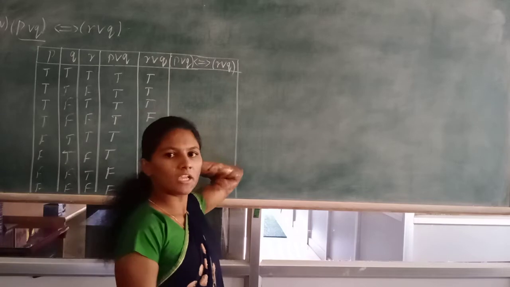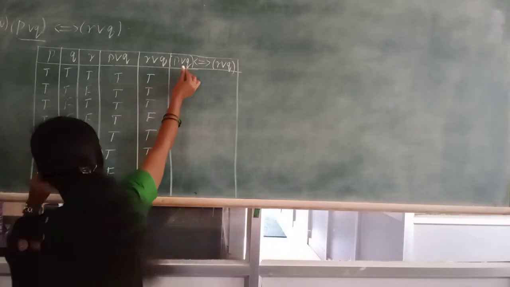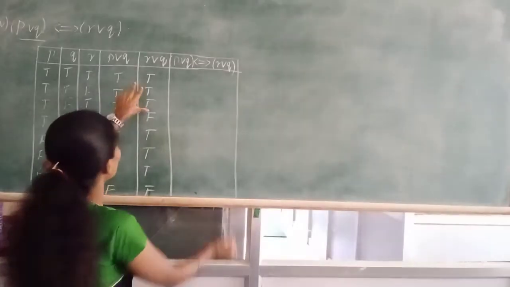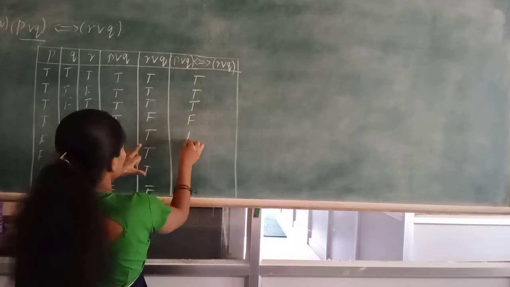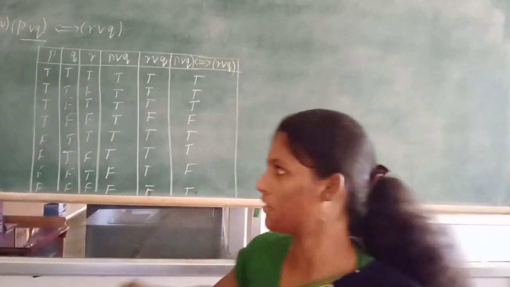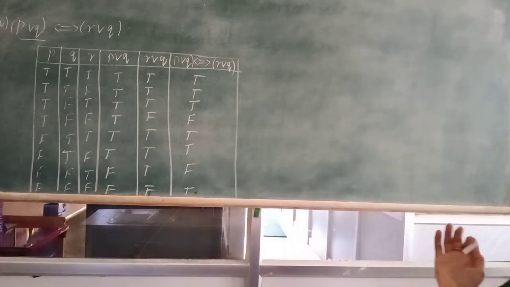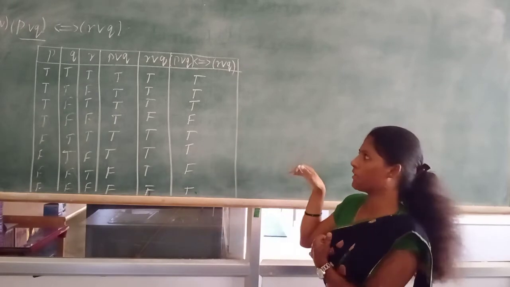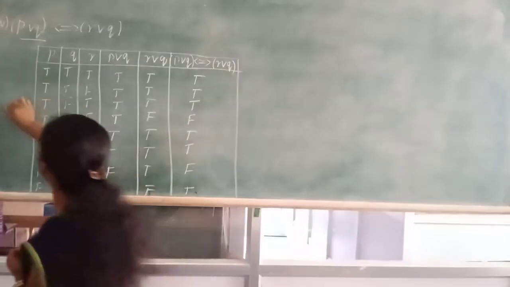Next, the double implication: if both are true or both are false, then it is true, otherwise false. So we take P ∨ Q, this one statement, and the double implication with the other statement. This is the method of constructing the truth table. If you know the truth tables of conjunction, disjunction, negation, implication and double implication, then it is easy to construct the truth table. It is a 5 marks question.